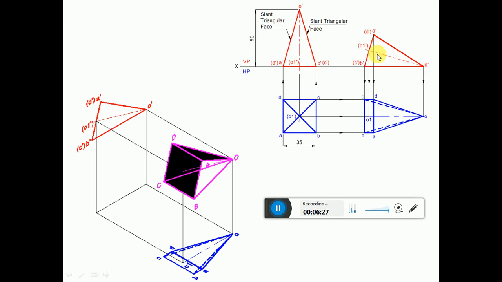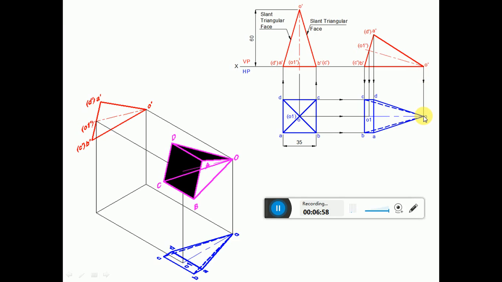Since we need to write the top view, draw a vertical projector from B dash, C dash, and draw a horizontal projector from BC to get this point BC. Draw a vertical projector from O1 dash and draw a horizontal projector from O1 to get this point O1. Similarly, draw a vertical projector from A dash, D dash and draw a horizontal projector from A and D to get this point AD. Draw a vertical projector from O dash and draw a horizontal projector from O to get this point O.